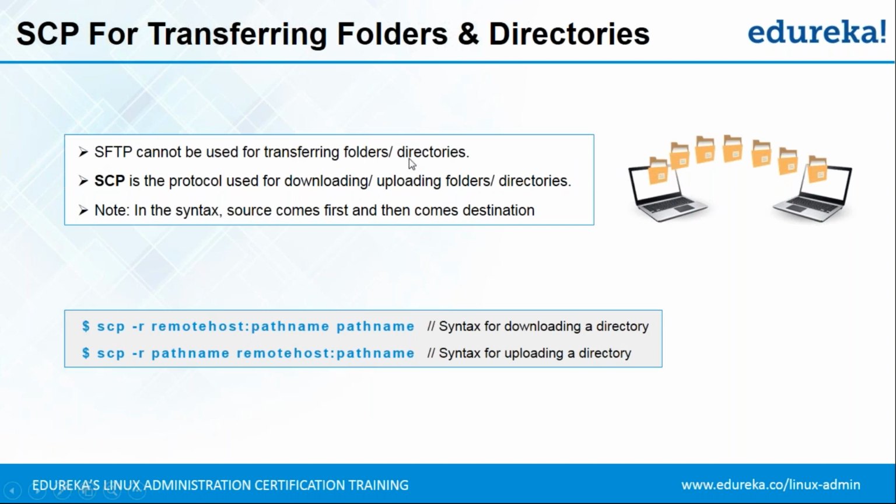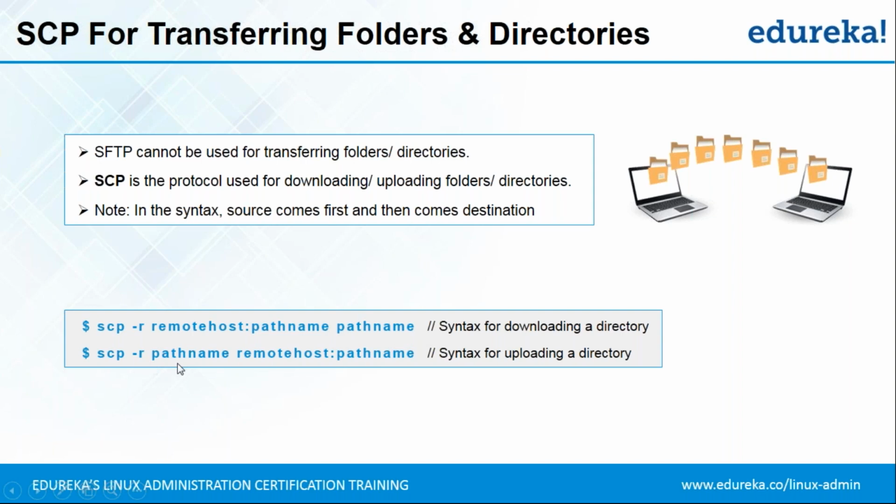SFTP cannot be used for transferring folders and directories, right? And SCP is a protocol used for this purpose, whether it's directories or folders. The syntax that you got to note here is that the source comes first and the destination comes second, okay? The command to run SCP is scp -r remote host : path name, where the path name is wherever you want to download a directory from. The remote host refers to the IP address. So if you have the IP address : path name first, it means you're pulling the directory, downloading it to the path in your host, okay?